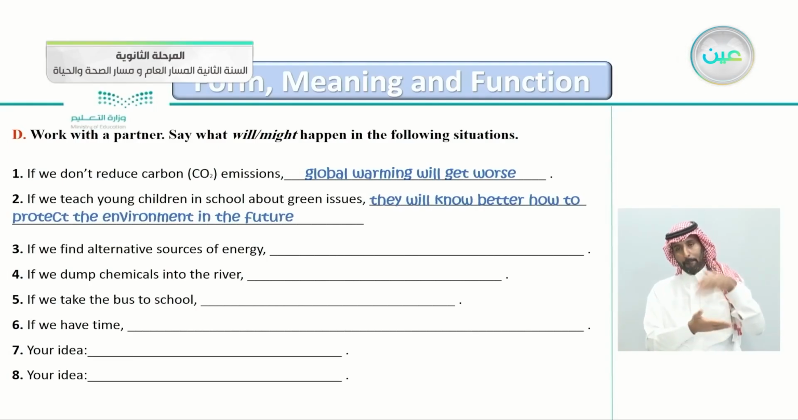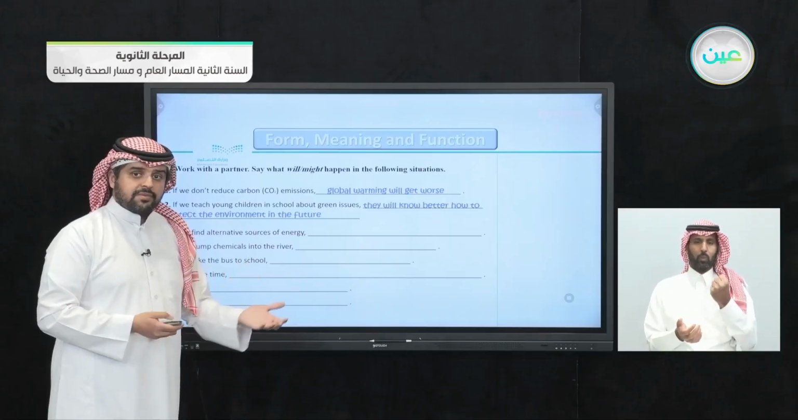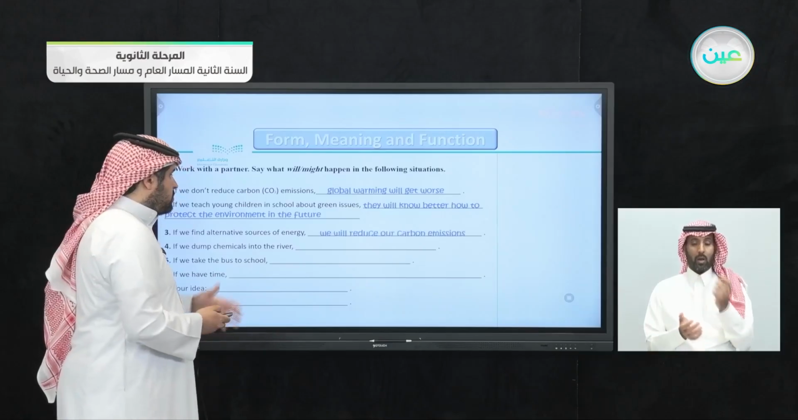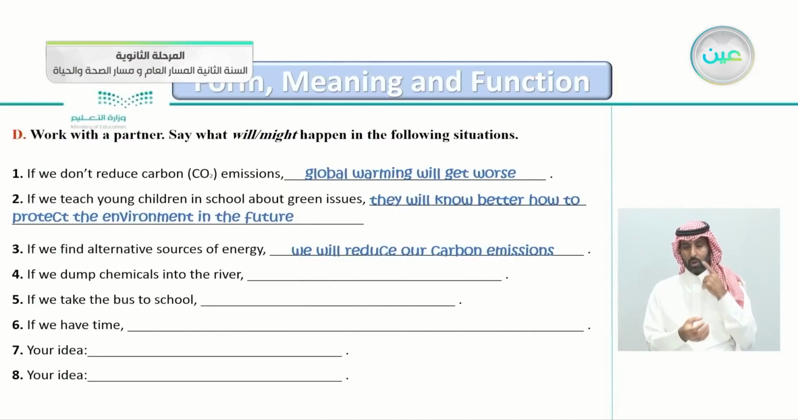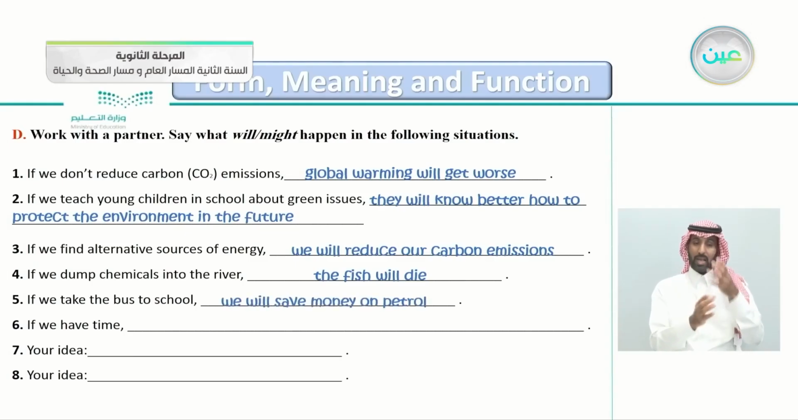Number 3, if we find alternative sources of energy, this is the if clause. What about the result clause? What will happen? I wrote, we will reduce our carbon emissions. If we dump chemicals into rivers, of course, bad things will happen. I wrote, the fish will die. This is a fact. If we take the bus to school, we will save money on petrol.